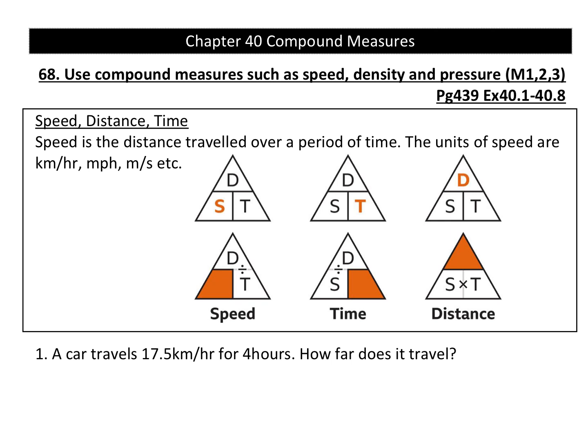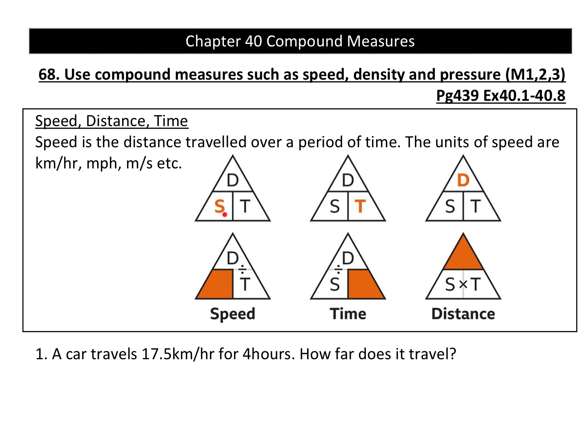In this video, we're going to look at compound measures. And the first compound measure we'll look at is speed, distance, and time. Now, the definition of speed is the distance travelled over a period of time. The units of speed are kilometers per hour, miles per hour, meters per second, etc.